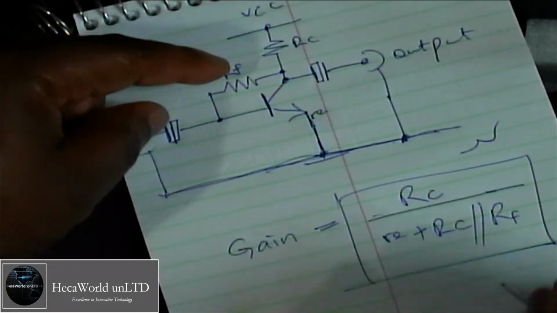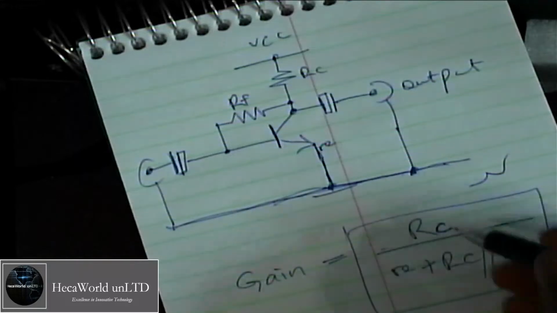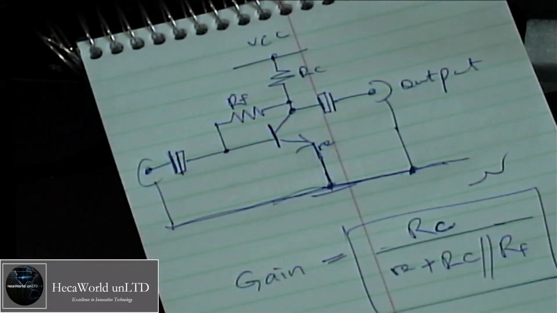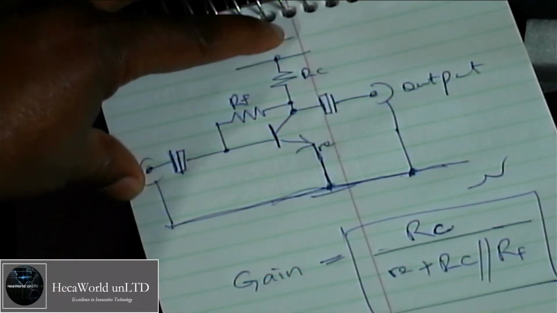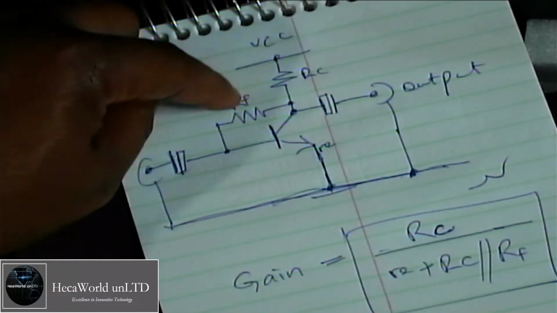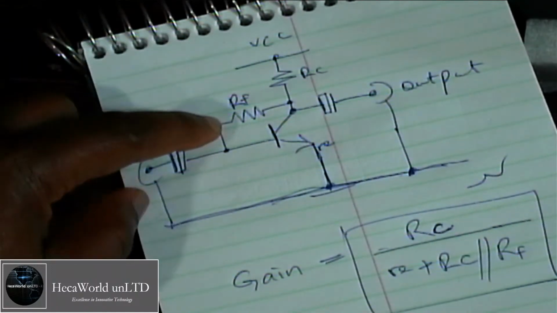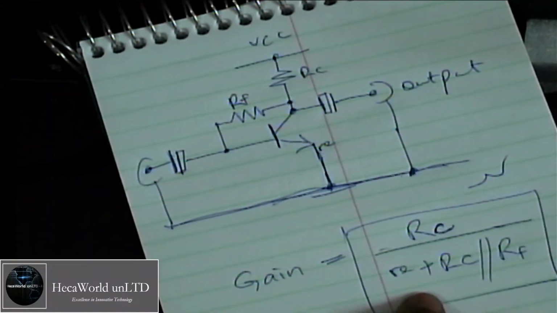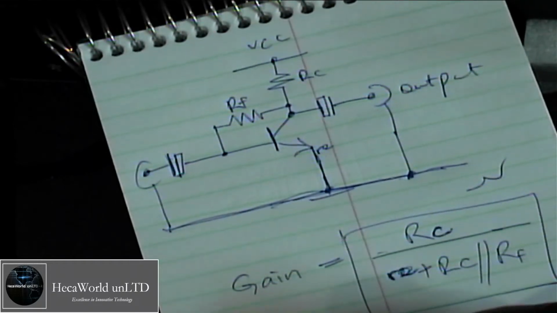So in this case, whatever gain you want to get out of this amplifier, you choose the right resistors for that. So this is just for you to calculate your own gain. If you want a gain of 1, then you just make sure that you choose the right values for RC and RF to give you a gain of 1 when you do this calculation. Now RE is very small. In some cases RE is approximately 25 ohms.